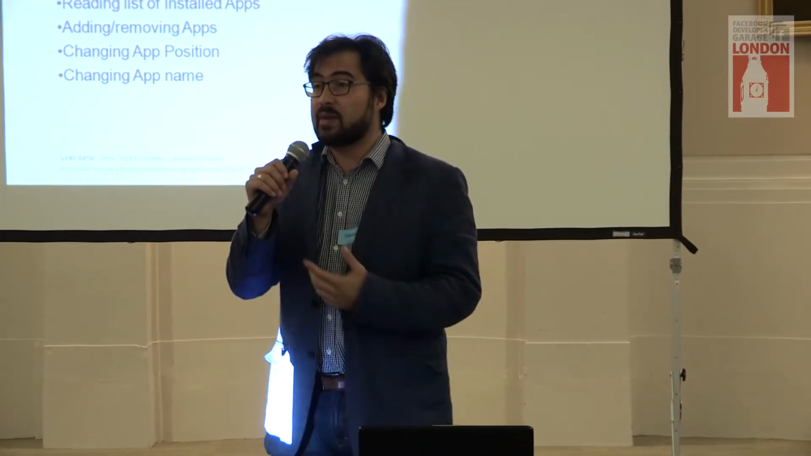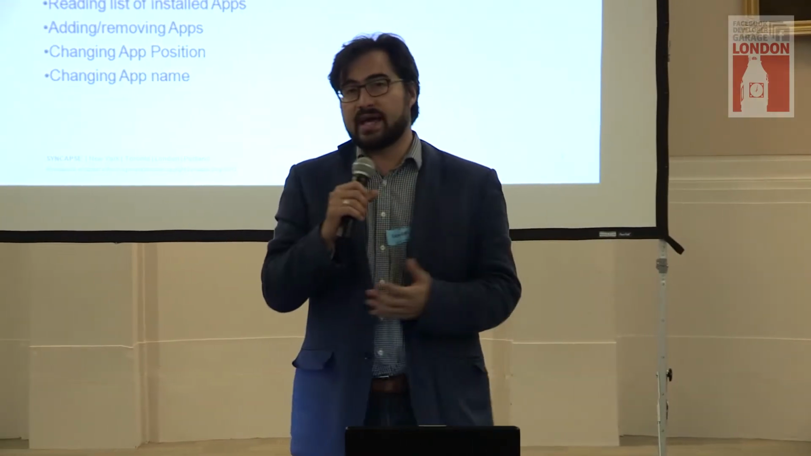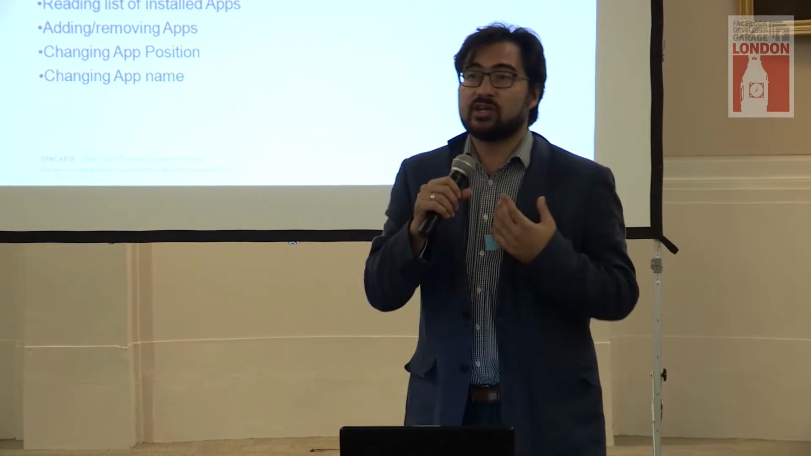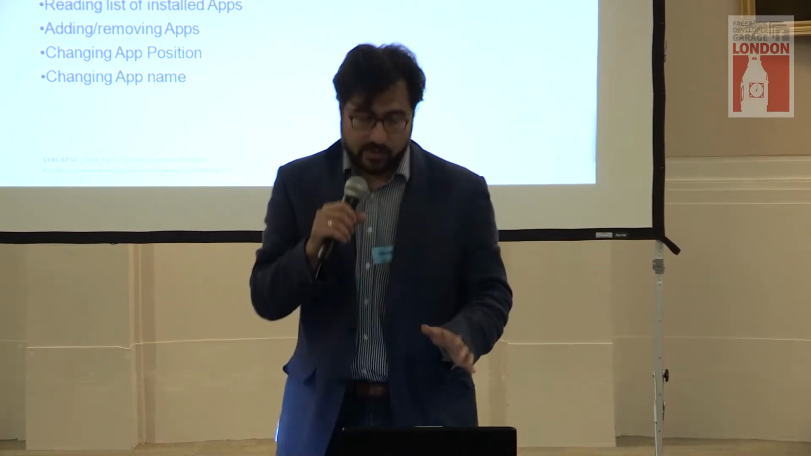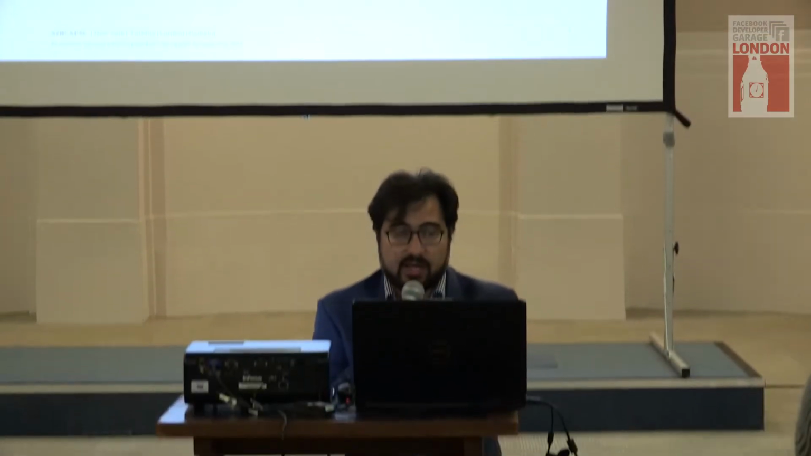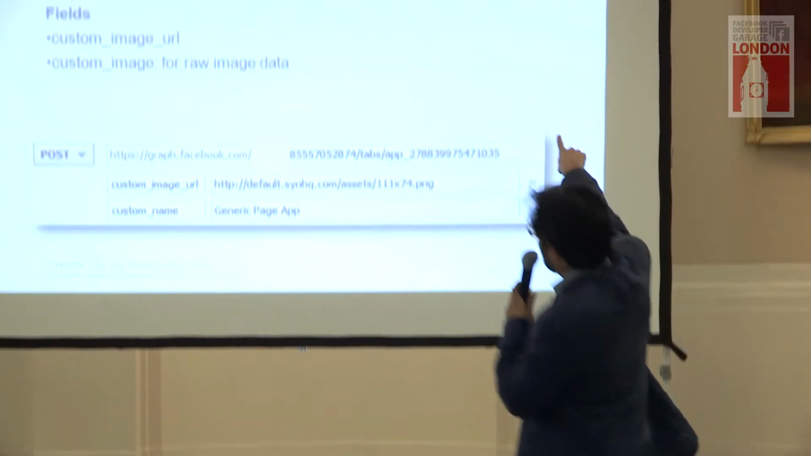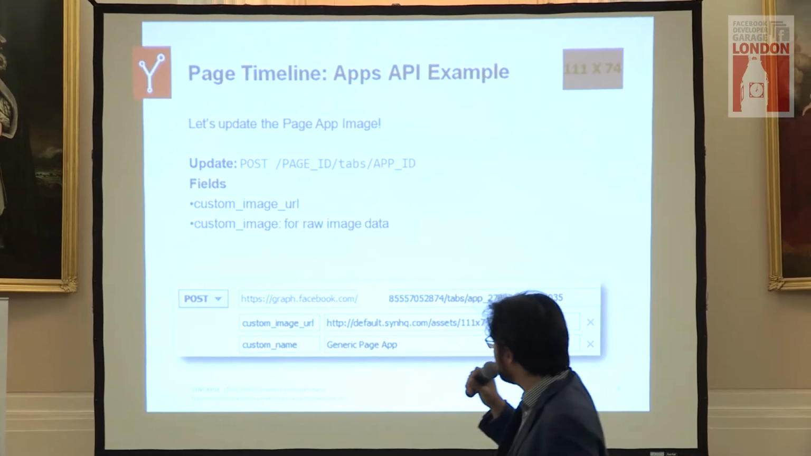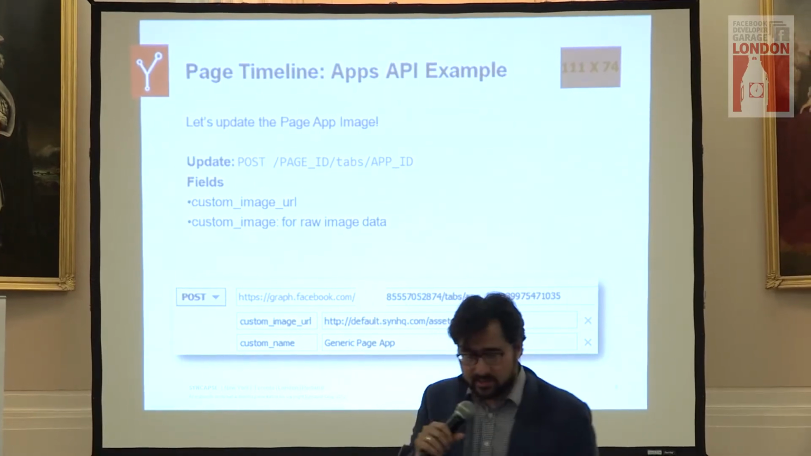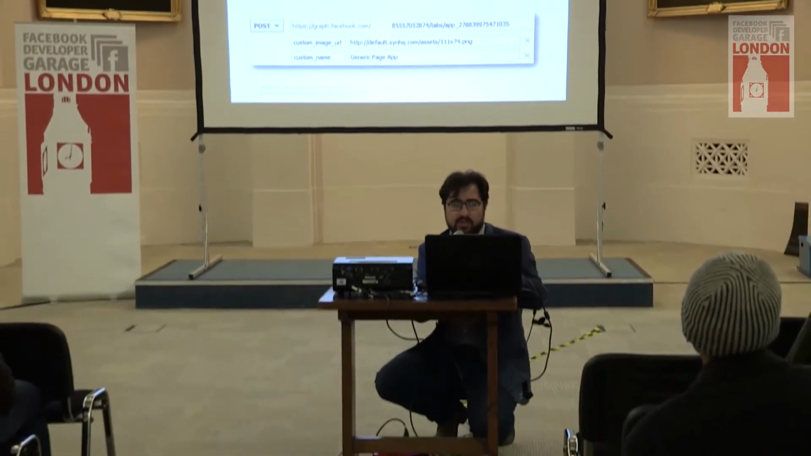The other APIs for managing tabs are the same. You can still add and remove tabs, change their position, and change their names. It works the same as it did a month ago, which is a relief, I'm sure, to a lot of people. So let's update the page app image, the tab image. You can barely see it in the top right. That's the image I want to change it to. I'm going to post to the page ID, then the tabs connections, then the app ID, and I'm going to provide it with a custom image URL.